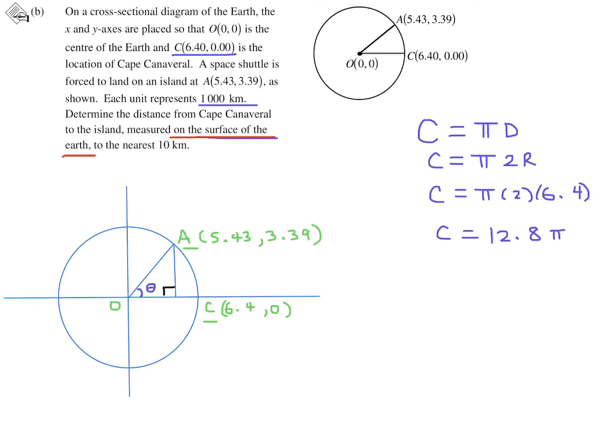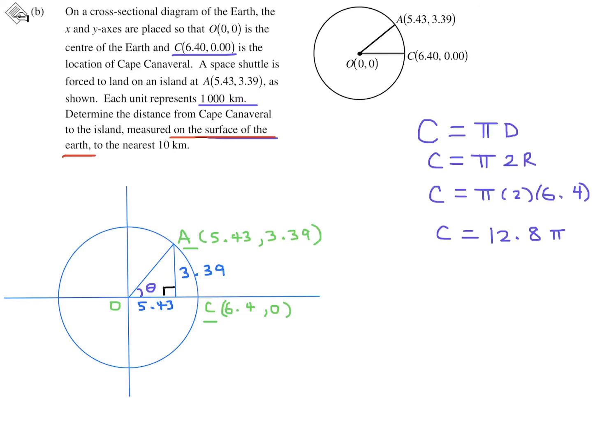So now, what is the distance from the origin to there? Well, that's just the x-coordinate of A. So that's 5.43. And then how about here, the distance from there to there? Well, that's the y-coordinate. So that would be 3.39. Not drawn to scale, but don't worry about that. And I think that's it so far, because we are interested in the angle. 2 sides is enough to figure out the angle using trigonometry.